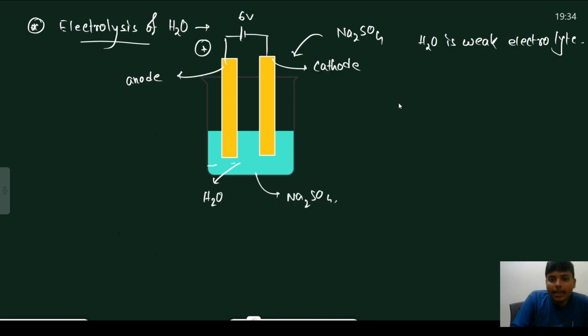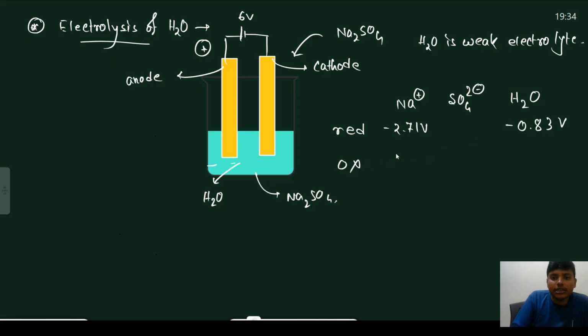Now, listen. Na plus ion is there, water, SO4 2 minus ion is there, and water is there. The reduction potential of Na plus is minus 2.71 volt, and because SO4 2 minus is an anion, I'm not writing the reduction potential. Water reduction potential is 0.83 volt. Na plus is not a good oxidizing agent, so its oxidation potential we don't have. Water oxidation potential is minus 1.23 volt. Now understood one thing.